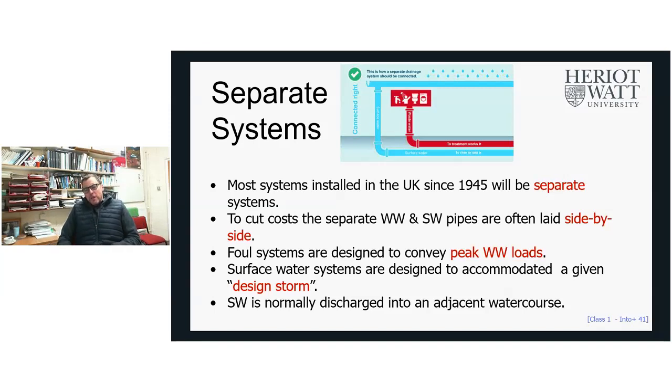So the other solution to the CSO problem is not to mix the foul and rainwater flows. So most networks designed after the Second World War will be separate. And often the foul and surface water pipes are laid together side by side. So all the foul flow has to be designed to cope with is peak foul flows, and your surface water drain is designed to deal with the design rainfall frequency.